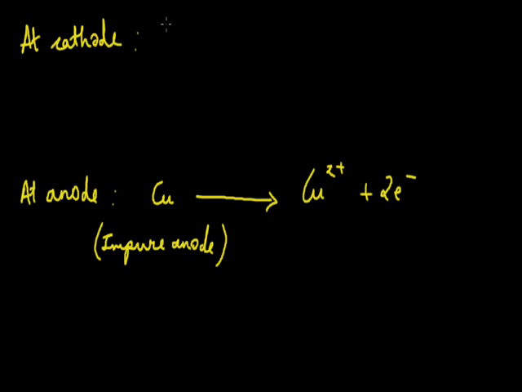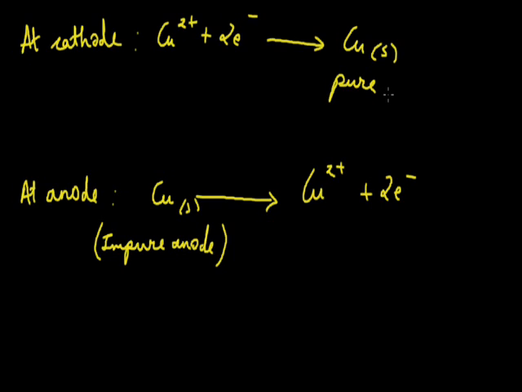Now at the cathode, the Cu2+ accepts 2 electrons and forms Cu. So these are the reactions involved. Here the copper is pure. This is the electrolytic refining of copper. So these are the refining methods used for refining of metals.